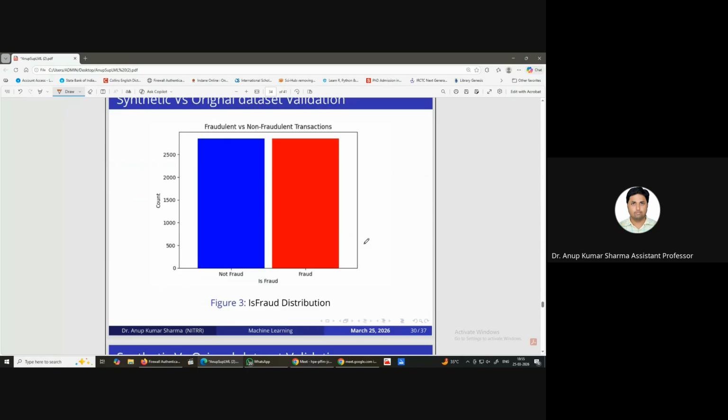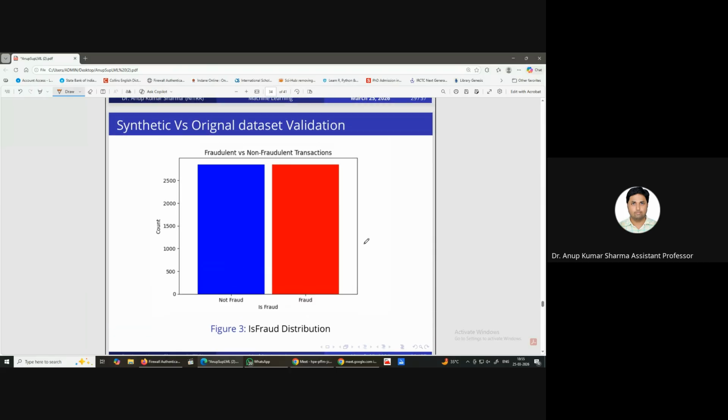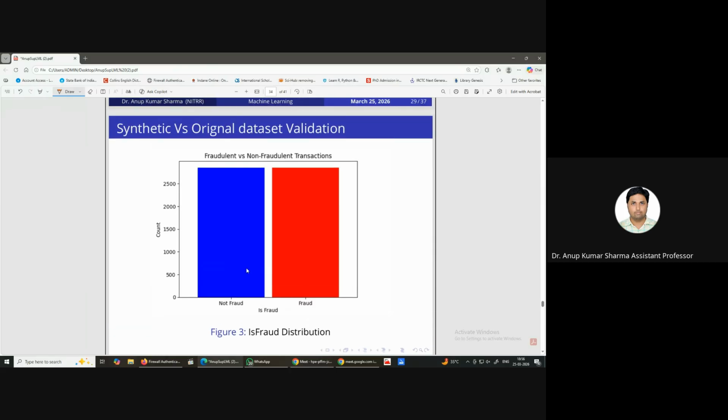Now we have data about transactions. You can see here the not-fraud in blue and the fraud, because we have added some artificial data. Now fraud is also possible at around 2,500.